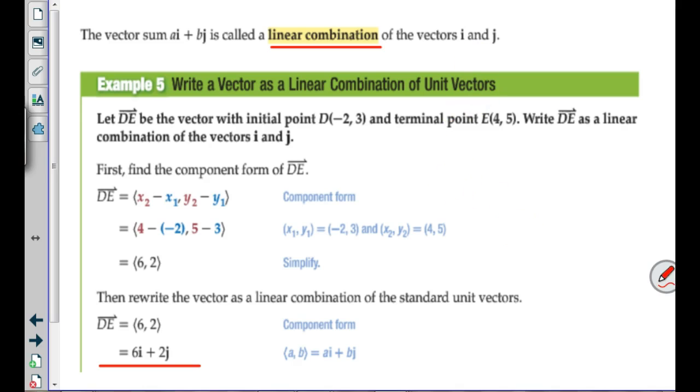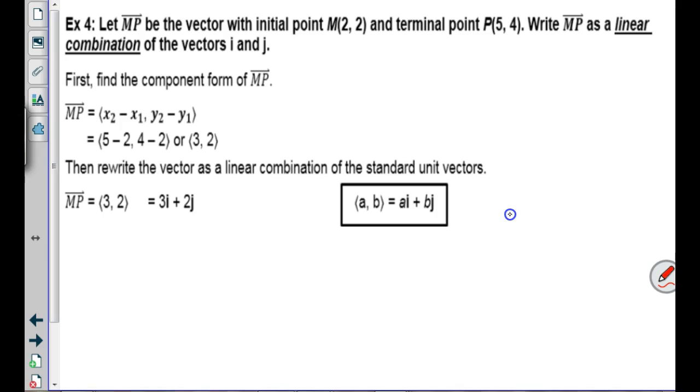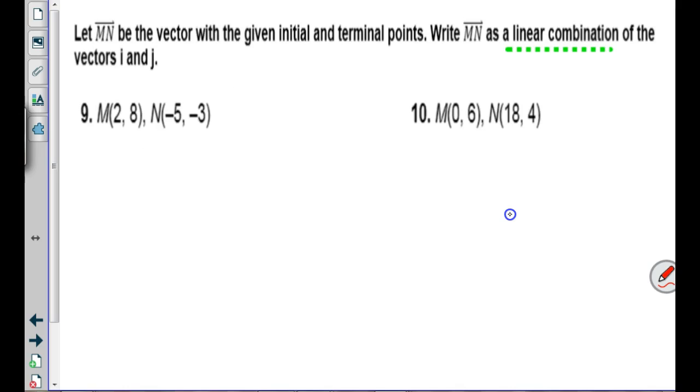So be careful. If we had vector DE, remember what we did when we started today? If it went from -2 to 4, that's to the right 6. Everybody good? And if it went from 3 to 5, it went up 2. So if we had to write that vector as a linear combination or an IJ vector, it would just be 6i plus 2j. Loving this? This easy? Okay. So go down. This one's done for us, isn't it?